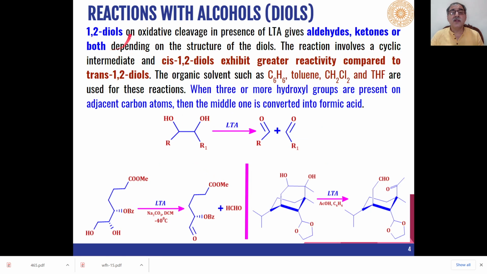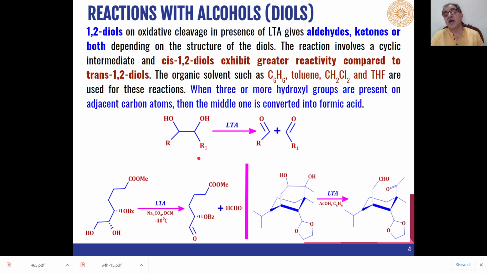Similarly, 1,2-diols can undergo oxidative cleavage of the carbon-carbon bond to give us carbonyl compounds like aldehydes or ketones, or both aldehyde and ketone can be formed, depending upon the structure of the diol, what is this R1 and what is this R. If this R is H, then we will get an aldehyde, and if this is an alkyl, we will get a ketone. So an aldehyde from this part, a ketone from this part.